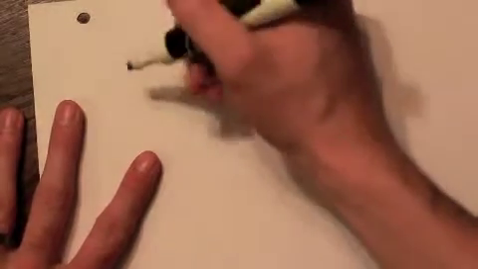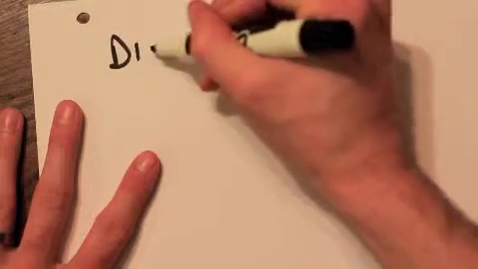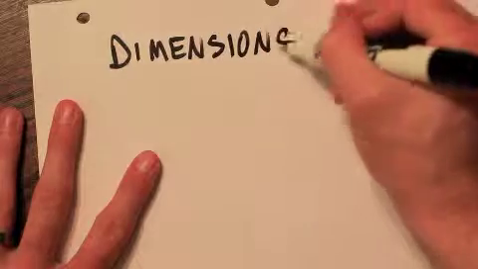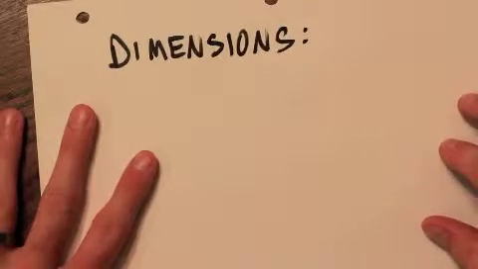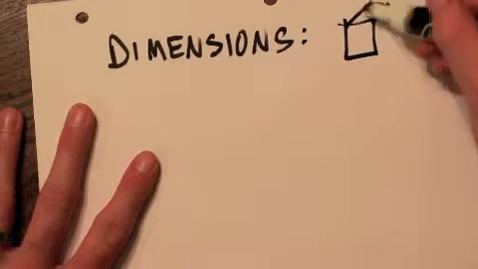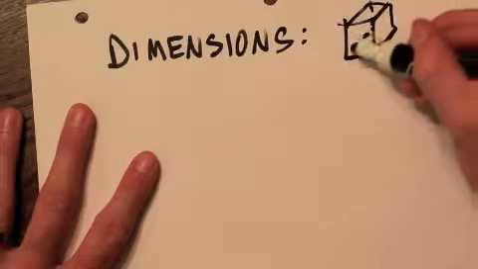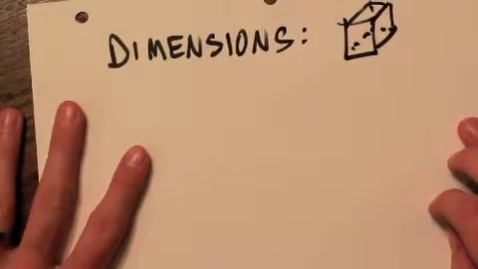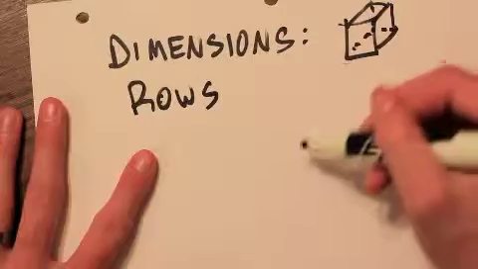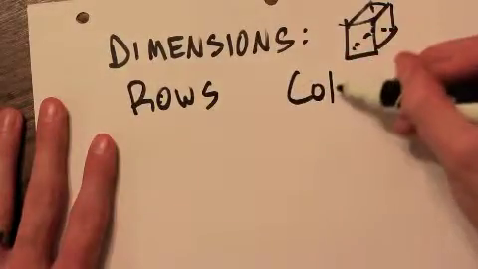So, what matrices are is they are ways to organize data, and they are organized by dimensions. Now, dimensions you can think of, or you probably know of, as like a box, and it's got a height, a width, and a length. Well, matrices are organized like this. They have rows and they have columns.